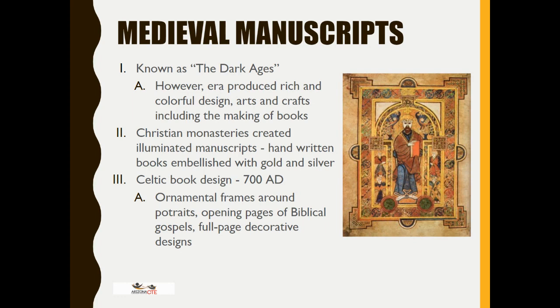And then you even get Celtic book design in 700 AD. So you get these ornamental frames around portraits. So opening pages of the Bible, of the Gospels. So they would have these decorative designs. And that picture on the right is a good example of that. You've got this picture of an apostle who wrote a specific book in the Bible, and then they got the little ornate border around it. So introducing that book with an illustration.